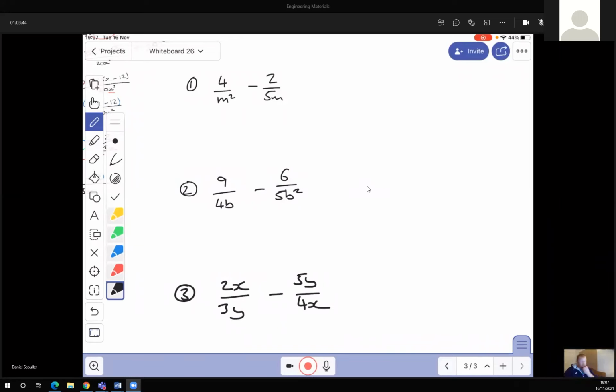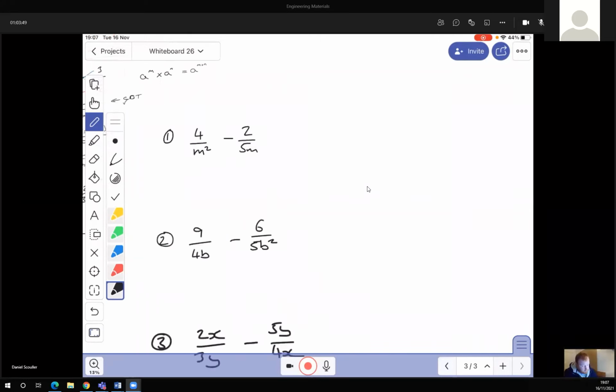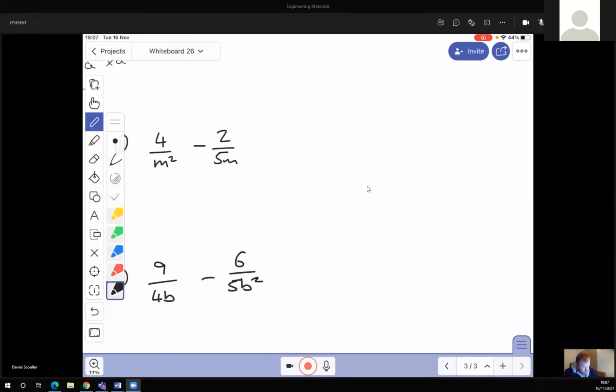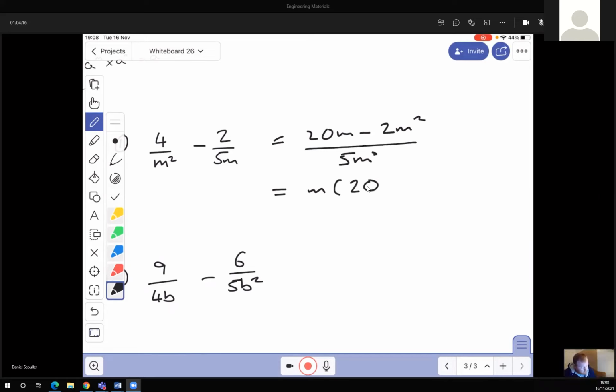Okay guys, so let's quickly go through the answers for you. Using the smile method, you're going to get 20m squared, and you're going to get 5m cubed down the bottom. Simplifying that through, again we can take a common factor up the top. We can take m out. Very similar to what we just did.